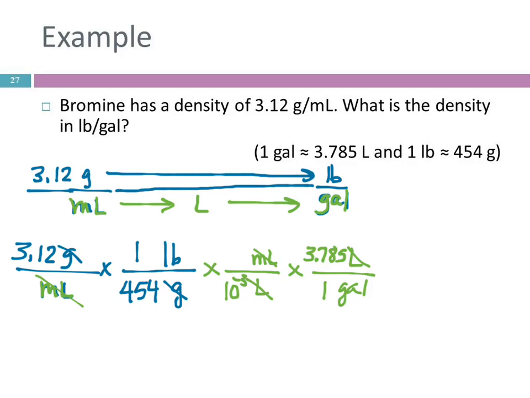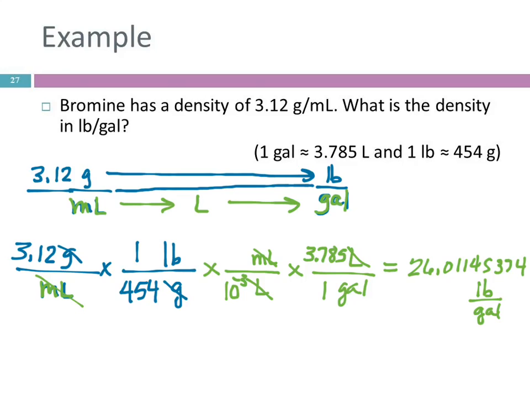Okay, so 3.12. We're going to divide by 454, and I'm going to divide by 1 E minus 3, and then I'm going to multiply by 3.785 equals, and this equals 26.01145374 if I write everything out. And what is the unit there? Pounds over gallon. I've got pounds left and gallons. So this is pounds per gallon.